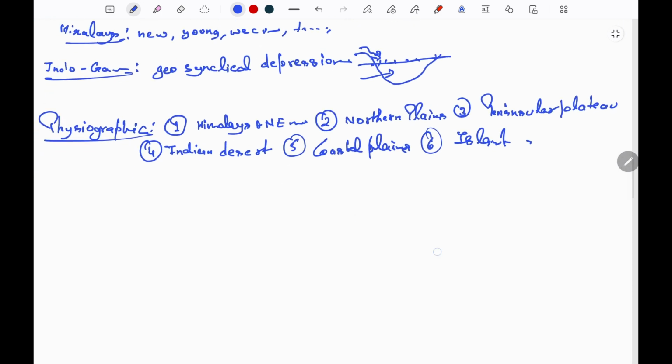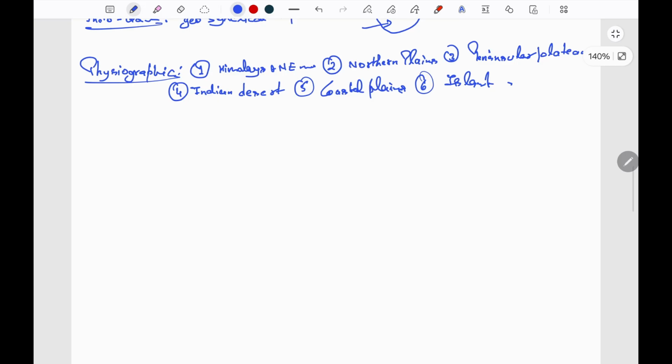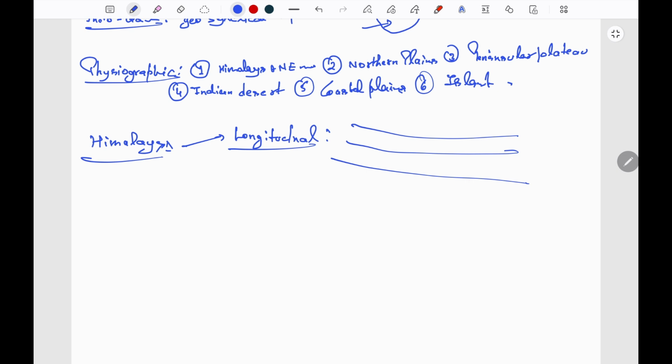Now starting with the Himalayas. There can be two broad divisions of Himalayas. First one being longitudinal. That is the division of Himalayas in a north to south arrangement. In the north to south direction they are arranged in parallel ranges like this. This is Greater Himalayas. This is Middle Himalayas. This is Outer Himalayas or Shivaliks.